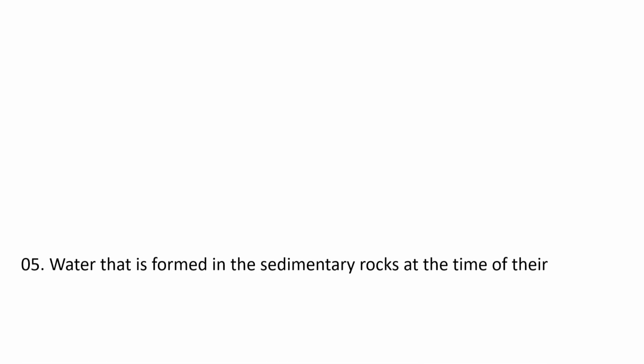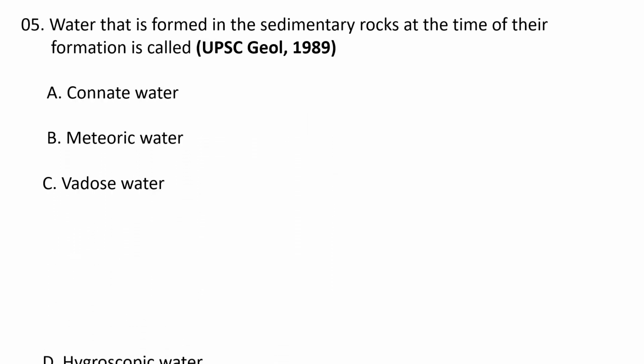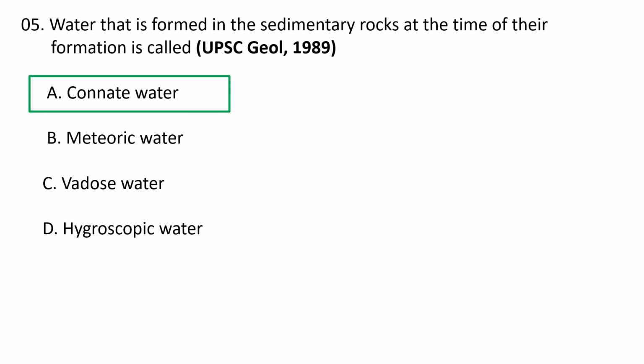Next question. Water that is formed in the sedimentary rocks at the time of their formation is called A. Connate water, B. Meteoric water, C. Vadose water and D. Hygroscopic water. So the correct answer is connate water. This is the water that is formed in the sedimentary rocks at the time of its formation or deposition.